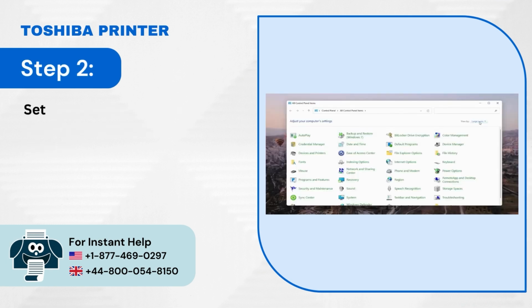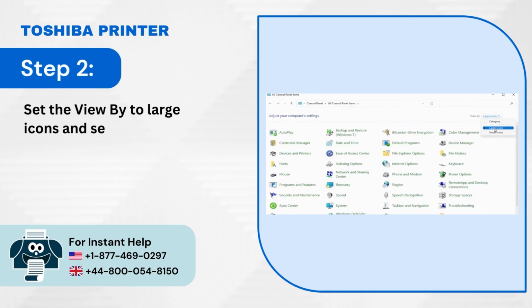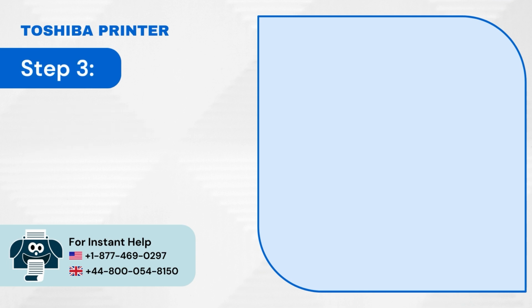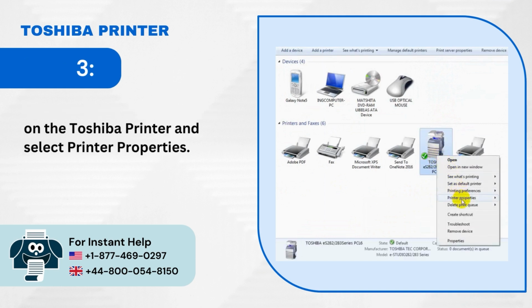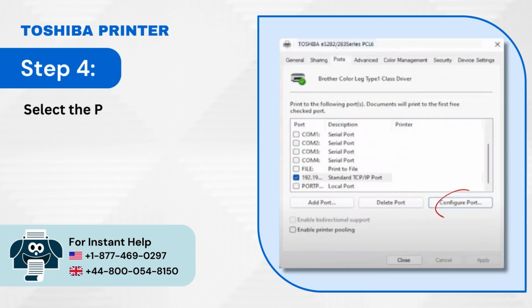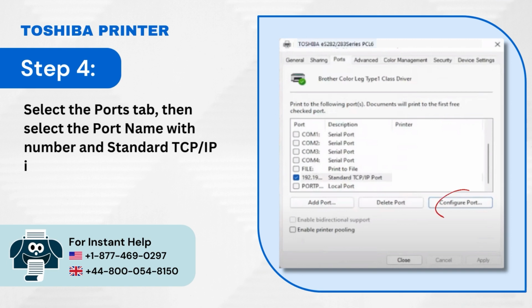Step 2, set the view by to large icons and select devices and printers. Step 3, now, go ahead and right-click on the Toshiba printer and select printer properties. Step 4, select the ports tab, then select the port name with number and standard TCP/IP in the description, and click on configure port.